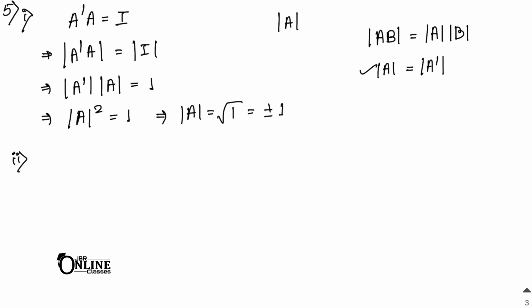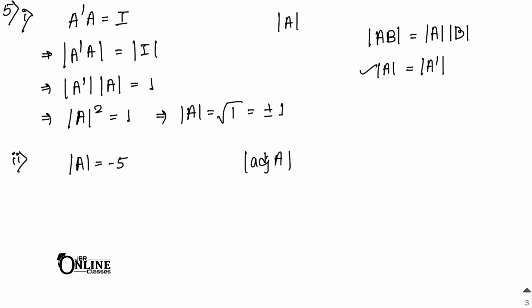Now the next one, number 2. So in number 2, if A is a square matrix of order 3 and here det A equals minus 5, then find here det of adjoint A. Then you have to find the det of adjoint A.